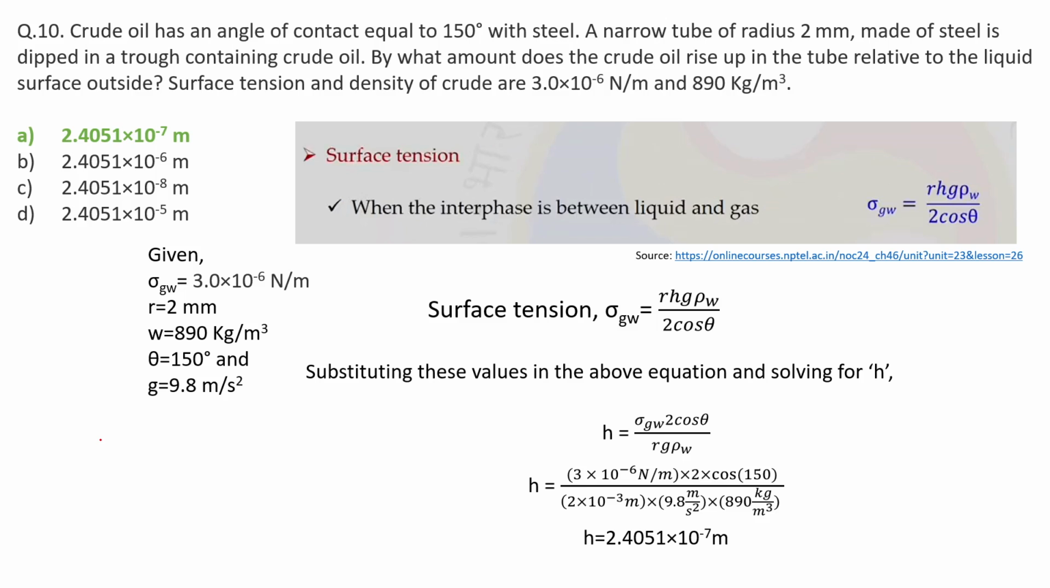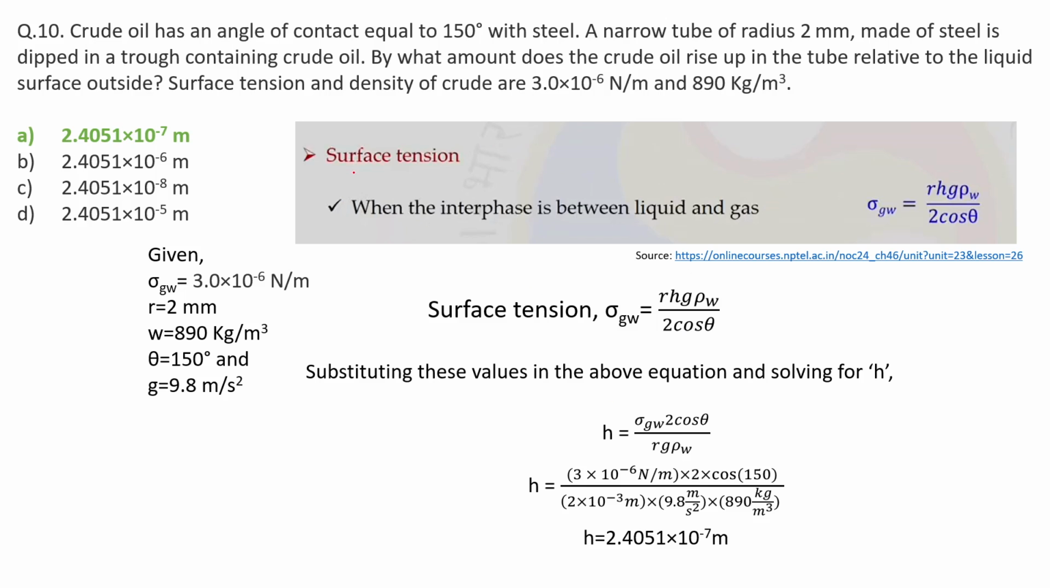It is given that surface tension is 3 into 10 to the power minus 6 Newton per meter. The R value is given, which is radius 2 mm. Density of crude is given as 890 kg per meter cube. The contact angle is 150 degree and the g value we have to take as 9.8 meter per second square. So the equation for surface tension is given as r h g density divided by 2 cos theta.